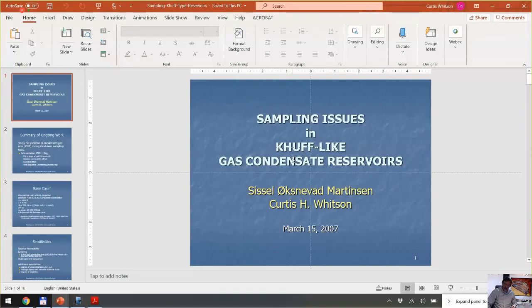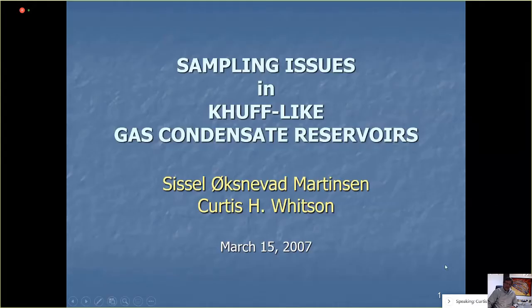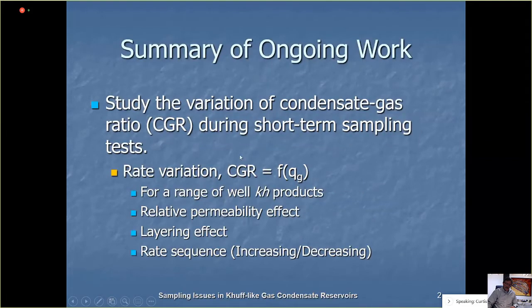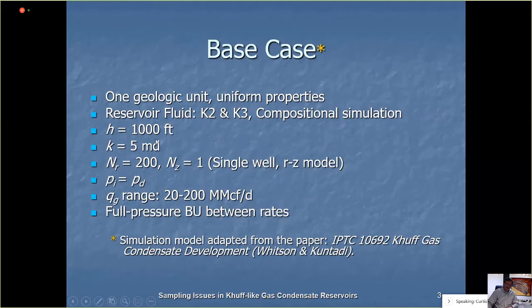At least you can look at it in more detail. This is about sampling issues in CUF-like gas condensate reservoirs, studying the variation of CGR during short-term sampling for a wide range of KH products. The KH is varied because that affects the drawdown, and the drawdown affects what the P star will be, and so forth. Relative permeability effects, layering effects, and the rate sequence being increasing or decreasing. So this is an example. We take the K2, K3 fluid. That's the one with a little bit higher H2S content.